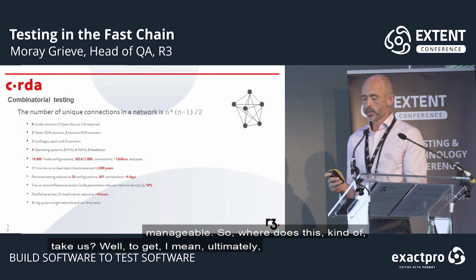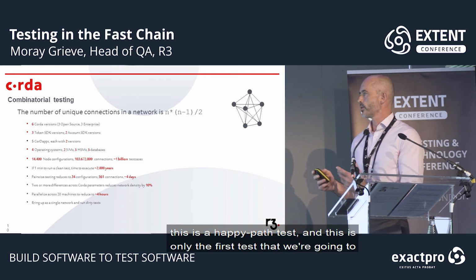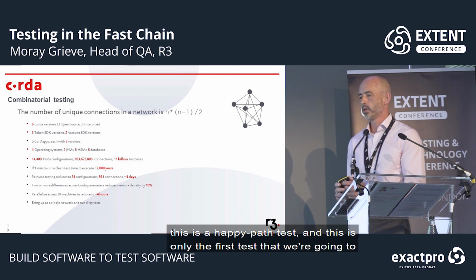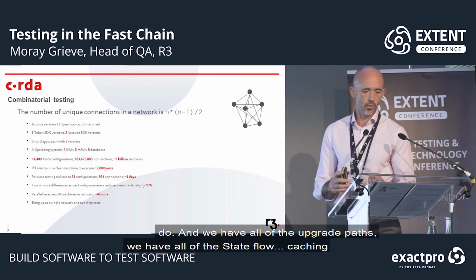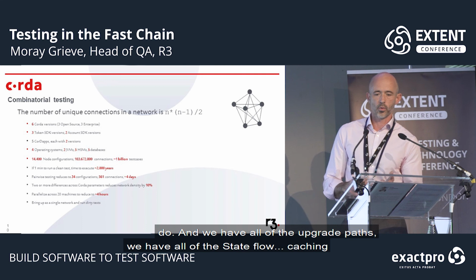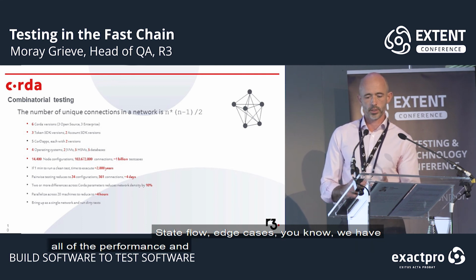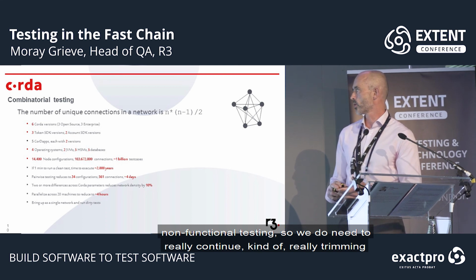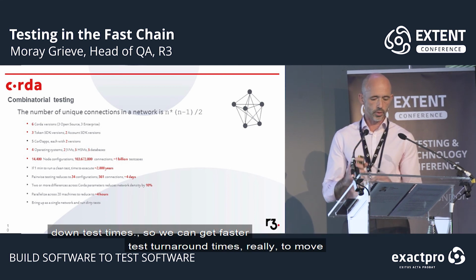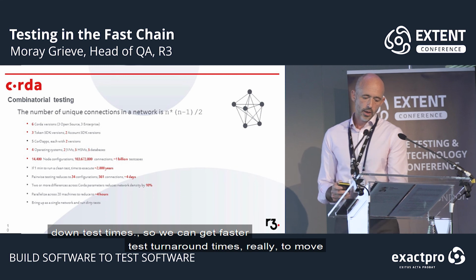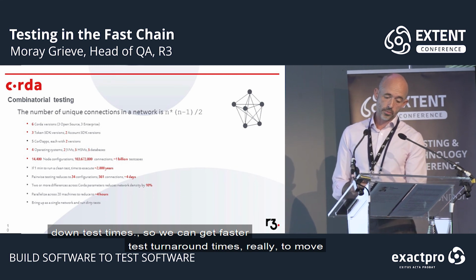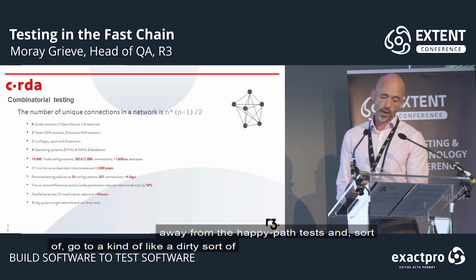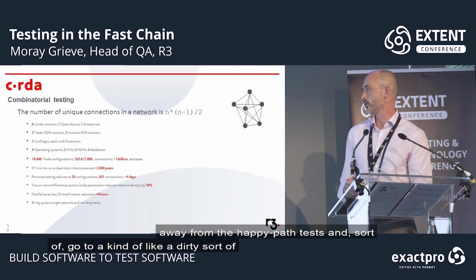So where does this take us? Well, ultimately this is a happy path test, and this is only the first test that we're going to do. And we have all of the upgrade paths, we have all of the state flow edge cases, we have all of the performance and non-functional testing. So we do need to continue trimming down test times so we can get faster test turnaround times, really to move away from the happy path tests and go to a kind of dirty nature.